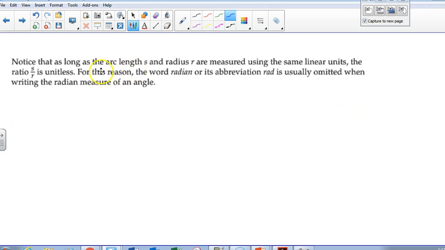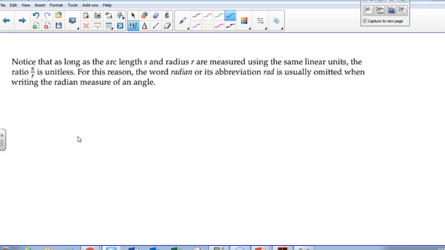All right. Notice that as long as the arc length and the radius are in the same units, if you take an arc length of 6 inches and you divide it by a radius of 6 inches, 6 inches divided by 6 inches becomes 1 with no label. The inches would cancel out. That's why we usually talk about radians as these magical units that appear and disappear. Okay?